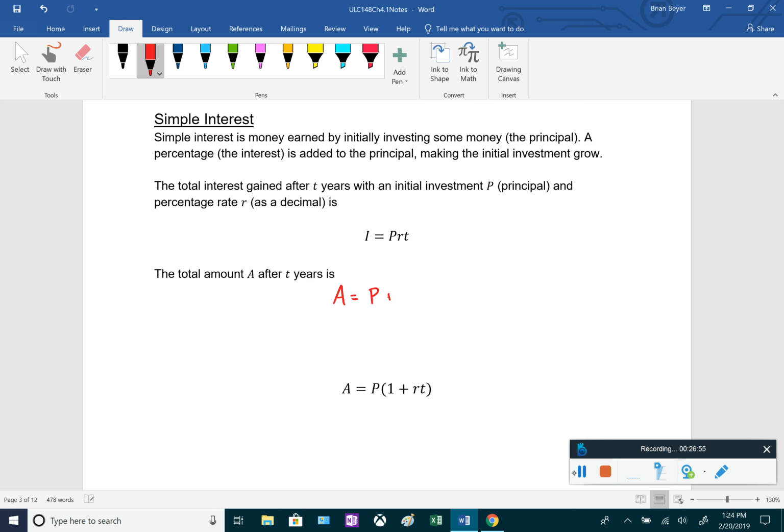And the one that we probably didn't know is going to be N. The N represents the number of compounding periods per year. So this is essentially how many times per year the interest is calculated and added to the original investment.